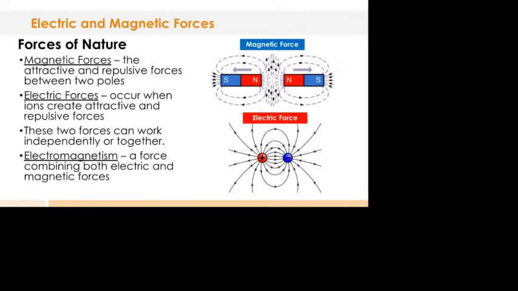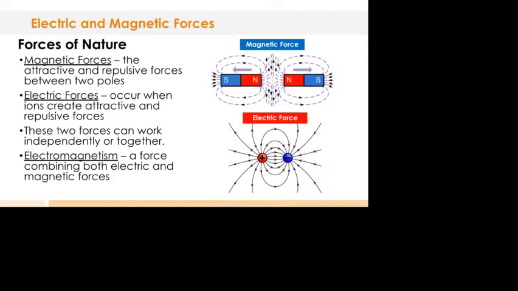So, magnetic and electric forces are natural forces. They occur all around us all the time. Magnetic forces are the attractive and repulsive forces between two poles of any magnet. Between two north poles, there will be repulsive forces. If we put two south poles near each other, we will see repulsive forces. But if we put a north pole and a south pole anywhere near each other, we will see attractive forces.